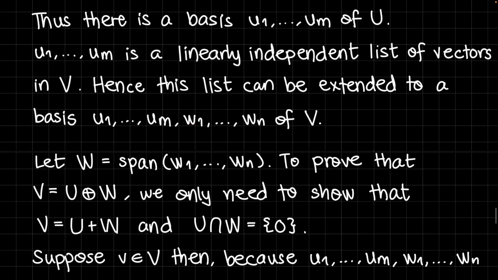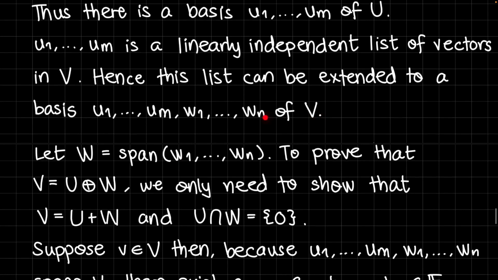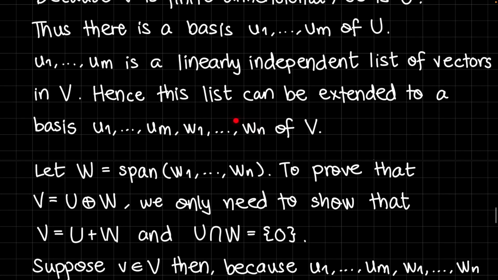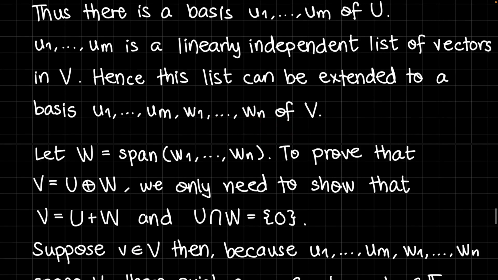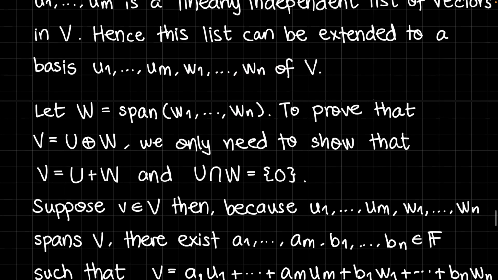So in that extension, based on the proof of one of the previous lemmas or propositions we had, all of the u's will be retained, and we'll have these new w vectors, w1 through wn, such that this entire thing is a basis of V. So let capital W be the span of these new vectors, which are not u's, so w1 through wn. Now we need to prove that V equals the direct sum of U and W.